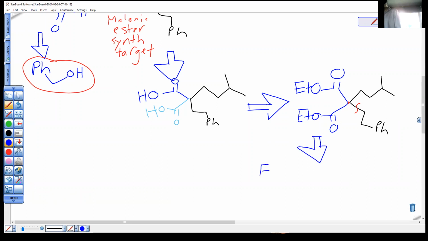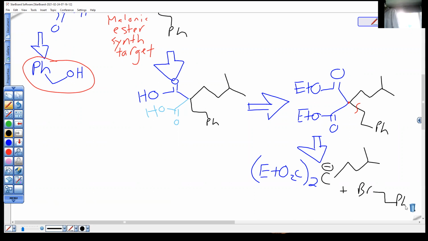And a little short form here, EtO2C. I have 2 of those attached to the black C, that's the red dot, anion. And a bromo on the homobenzyl position. Groovy. We'll make that. And we'll also make this.